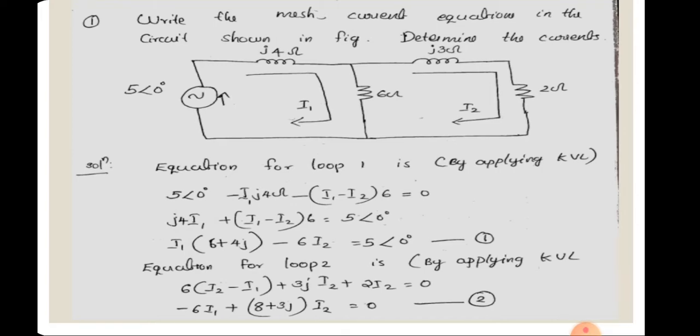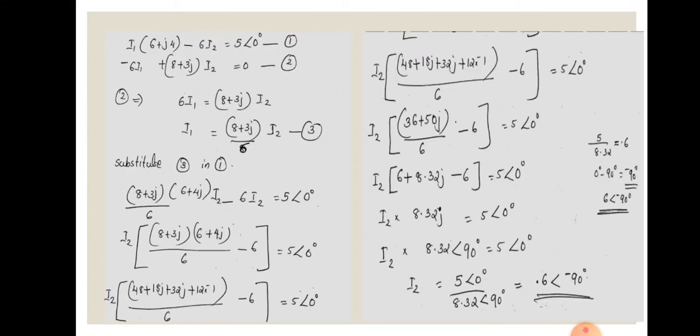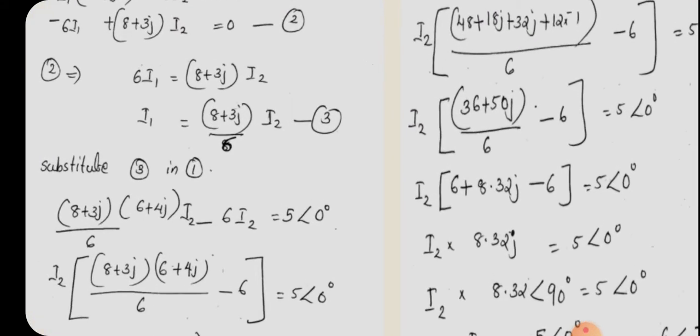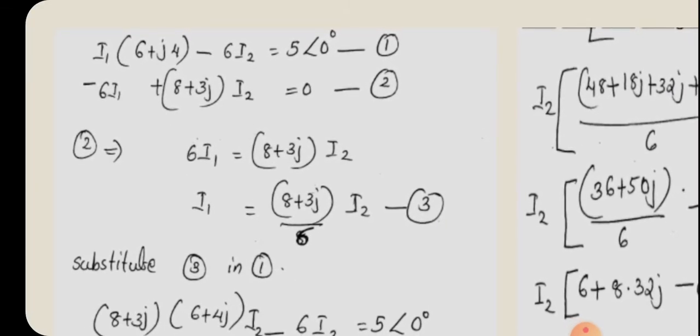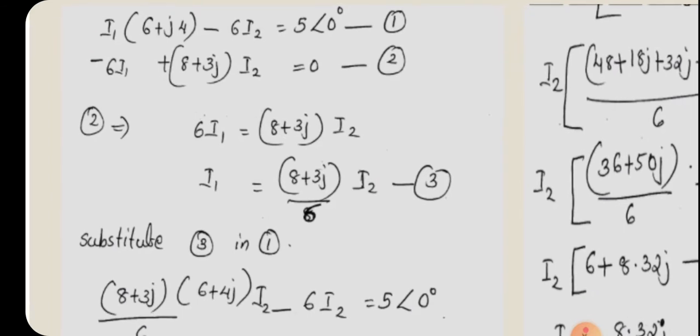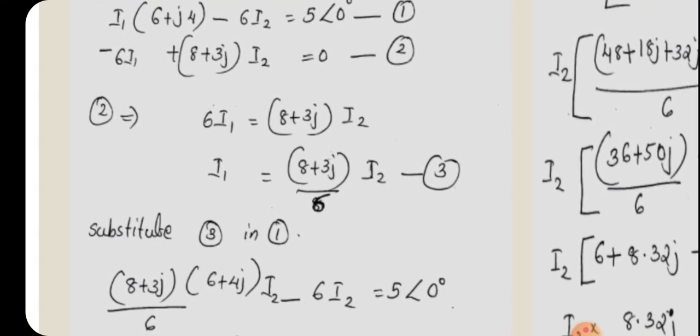We can write those two equations, 1 and 2, and this is shown here. Equation 1 is I1 into (6 plus 4j) minus 6 I2 equal to 5 angle 0, and the second equation is minus 6 I1 plus (8 plus 3j) into I2 equal to 0. That is the second equation. So we have to solve these equations in order to get the I1 value and I2 value. You can see that equation 2 gives, by rearranging the terms, 6 I1 equal to (8 plus 3j) into I2, right?